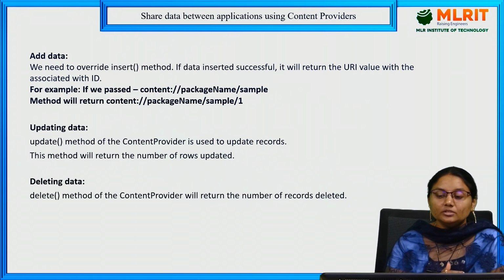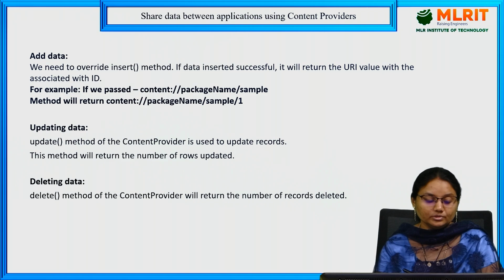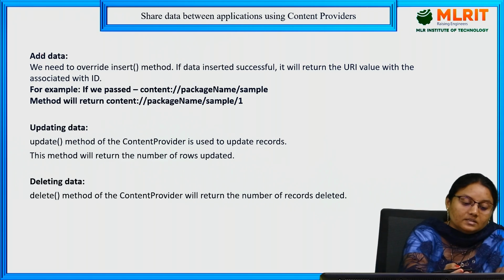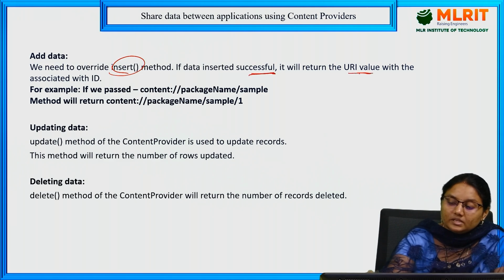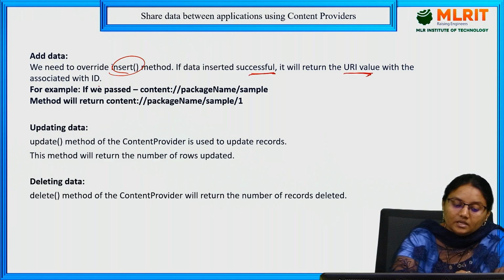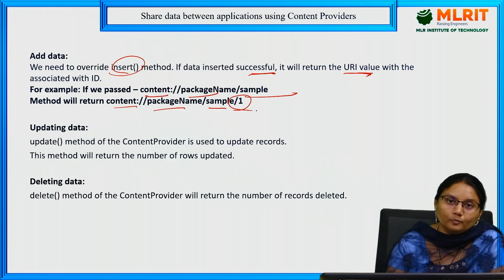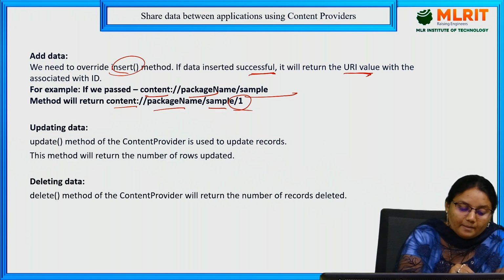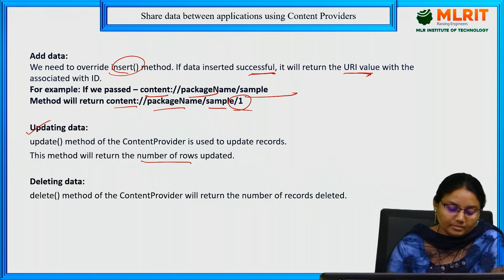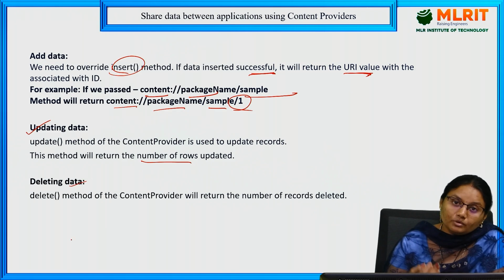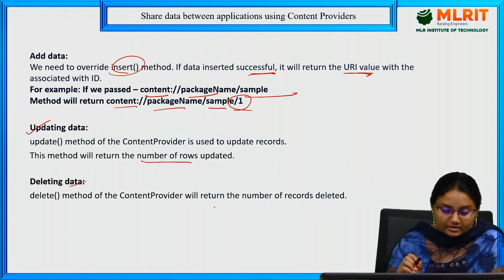ID is negligible. Add data. Whenever you want to share data between applications using the content provider, you need to add the data. You need to override the insert method. If data is inserted successfully, it will return the URI value associated with the ID. If we pass content package name sample, this method will return content package name sample along with its value. Similarly, update data is to update any value within the records. This method will return the number of rows that have been updated. The delete method returns the number of rows that have been deleted.